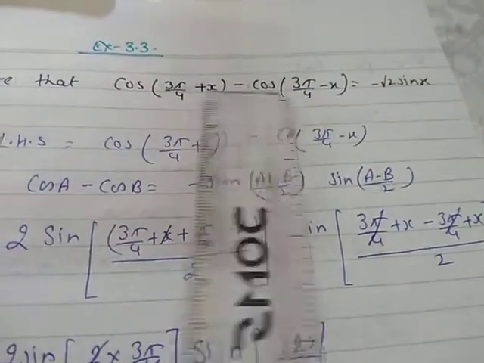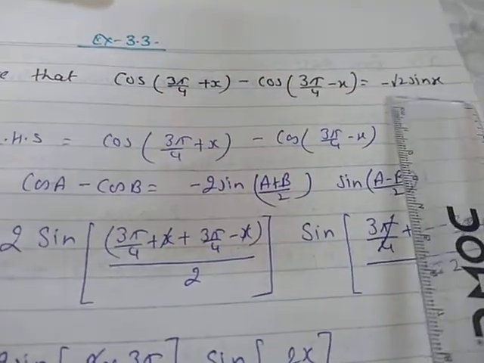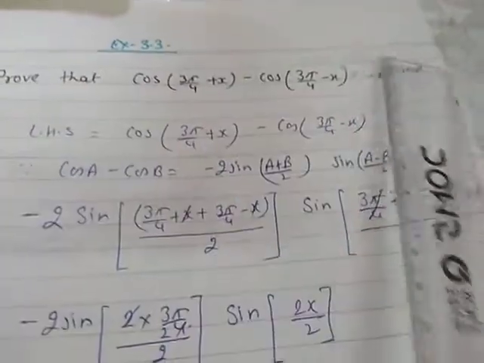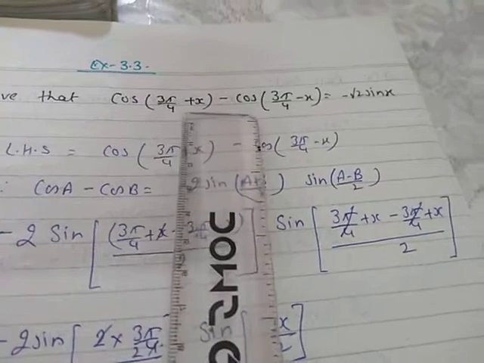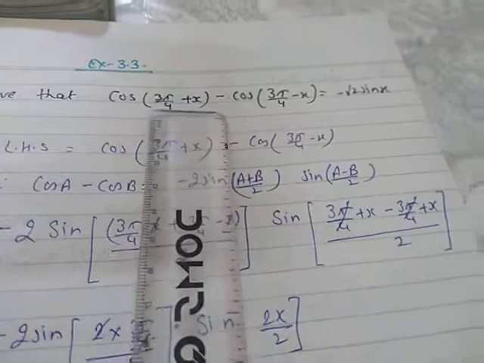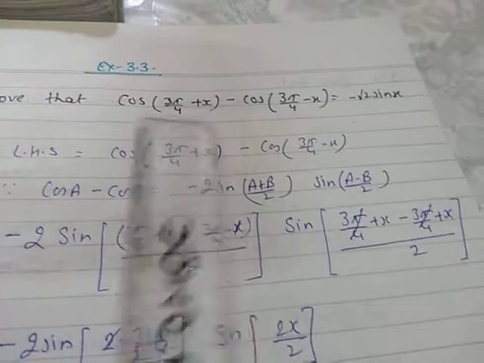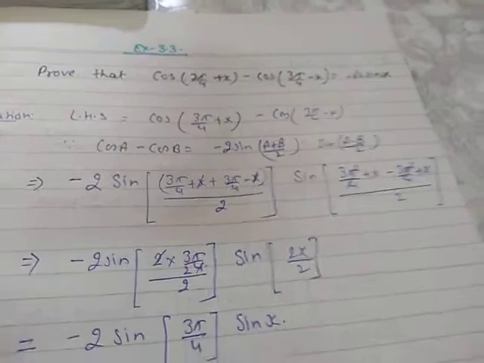Prove that cos(3 pi by 4 plus x) minus cos(3 pi by 4 minus x) is equal to minus root 2 sin x. Here, children, this question can be proved in two ways. The first, you can use cos A minus cos B, or you can also use cos(A plus B) minus cos(A minus B). Earlier, I explained the formula for cos(A plus B) minus cos(A minus B). So you can do this sum both ways. Now I am going to use cos A minus cos B.